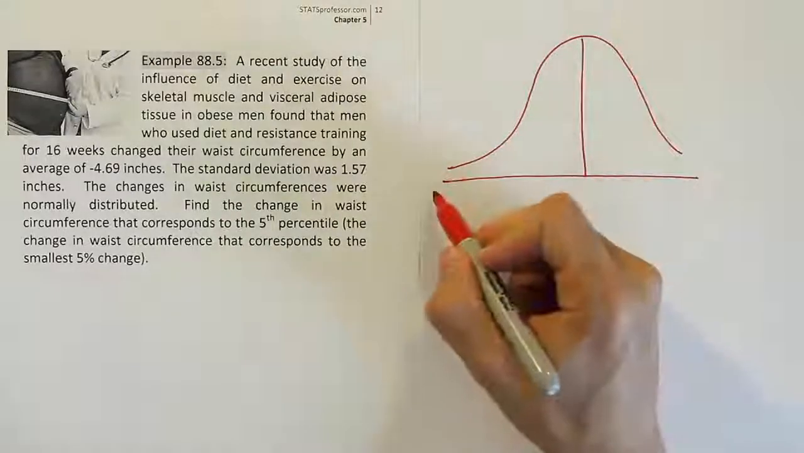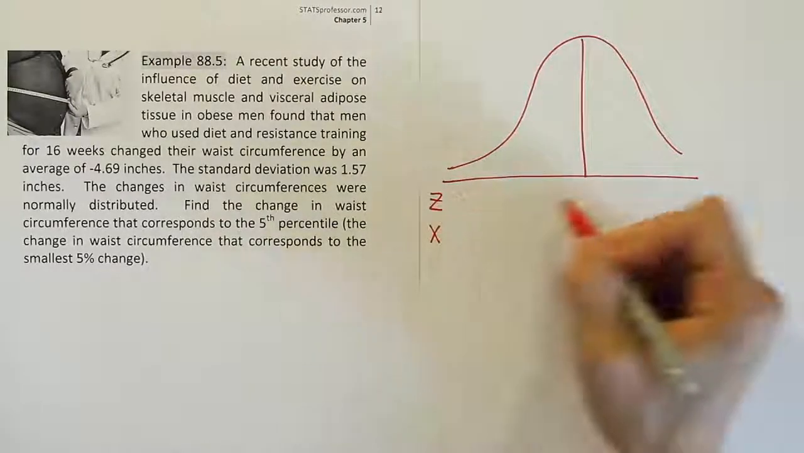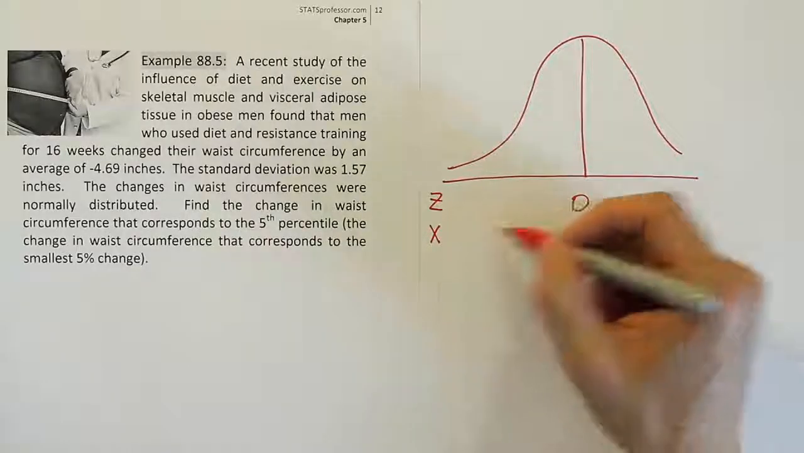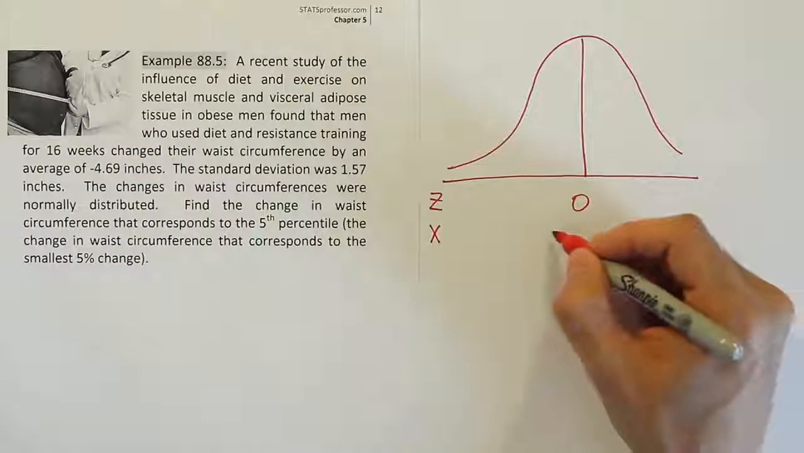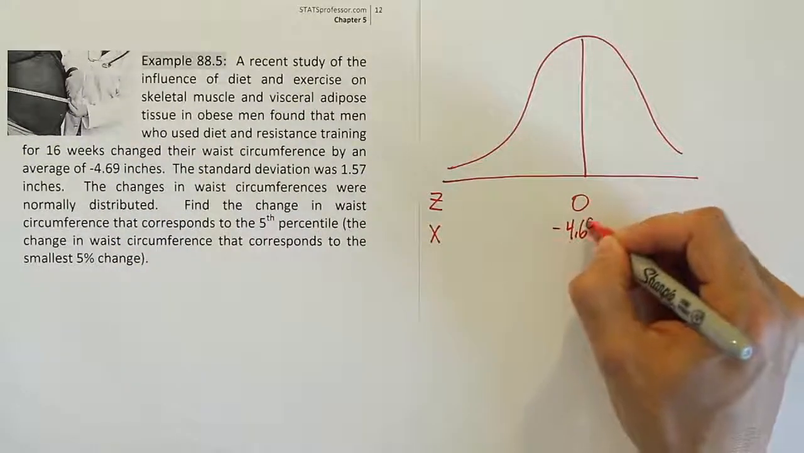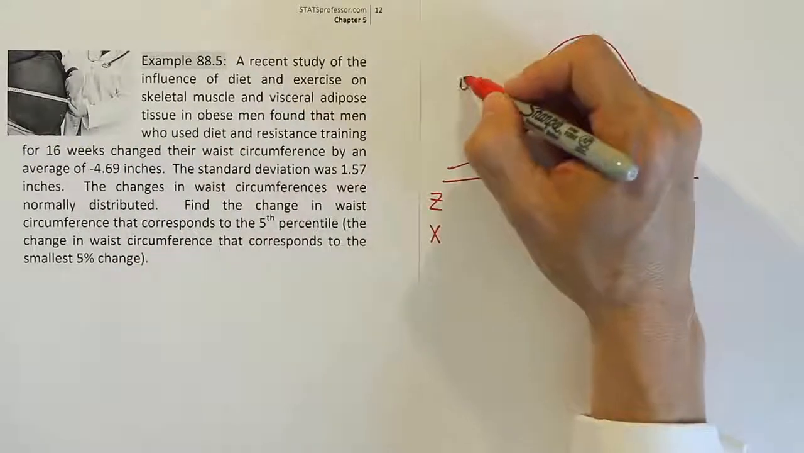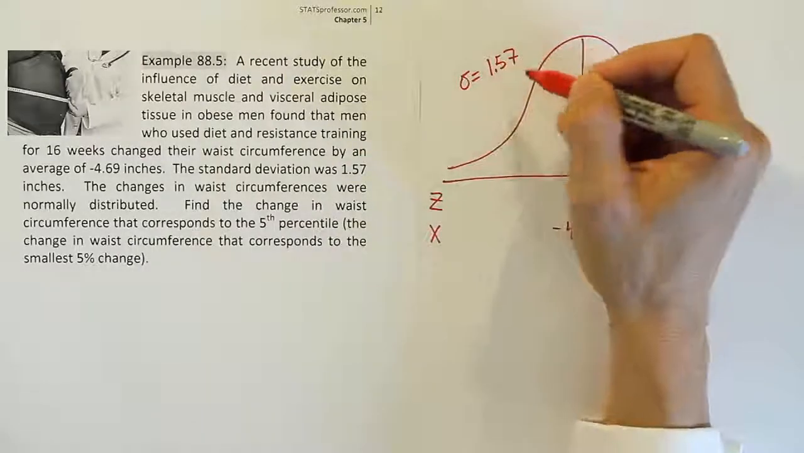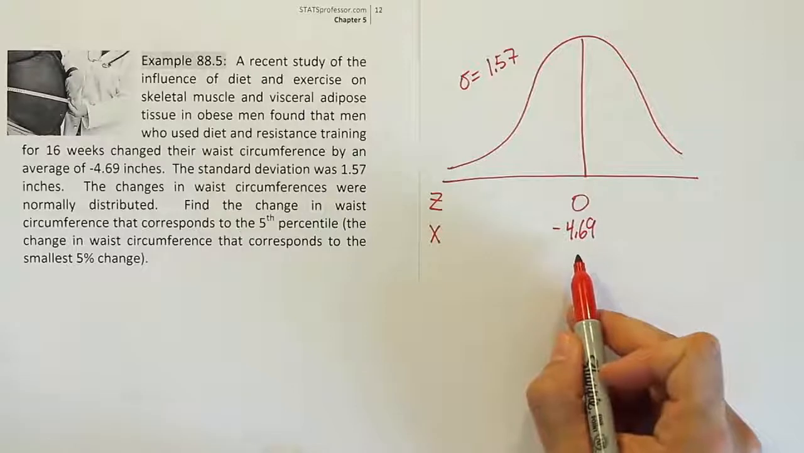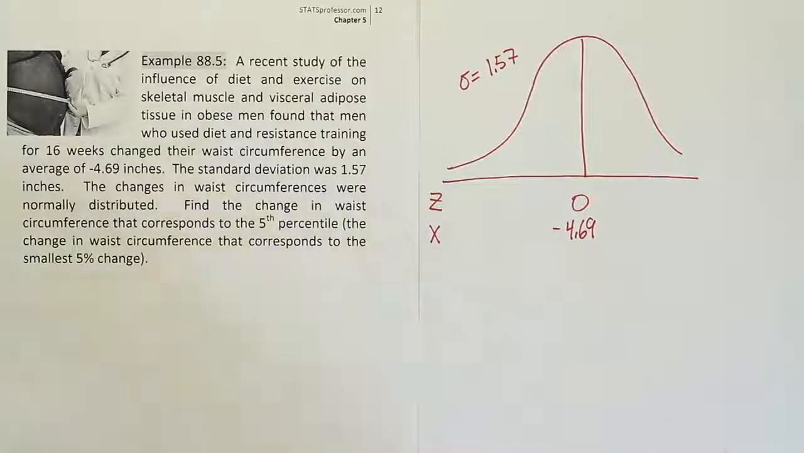All right, and if I'm drawing a bell curve, we know the standard thing is to label the z-axis at 0. The mean in the center, so the average here was negative 4.69 inches. The standard deviation here was 1.57. Okay, so remember this is a change in waist circumference. The fact that it's negative means that people lost size around their midsection.